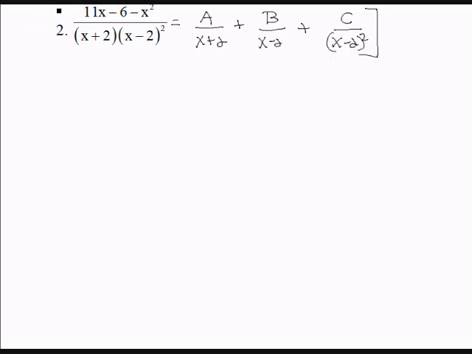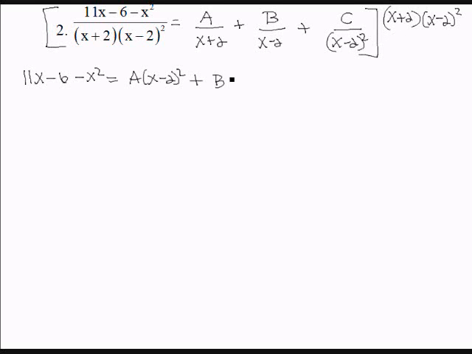We then want to multiply both sides by the common denominator, which is x plus 2 times x minus 2 quantity squared. When I multiply this times this, the denominators cancel out, so I'm left with 11x minus 6 minus x squared equals: the x plus 2's cancel, so I'm left with A times x minus 2 squared. One of the x minus 2's canceled here, so I'm left with B times x plus 2 times x minus 2, and the x minus 2 squareds cancel, so I'm left with C times x plus 2.